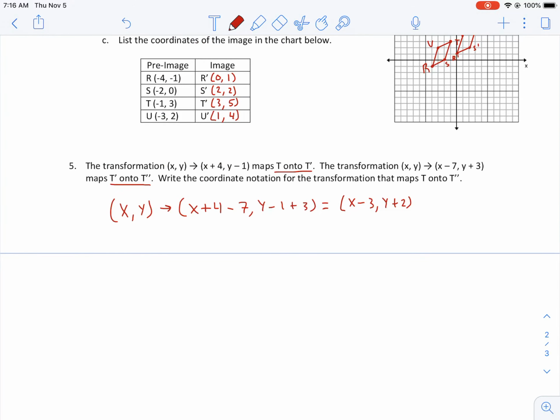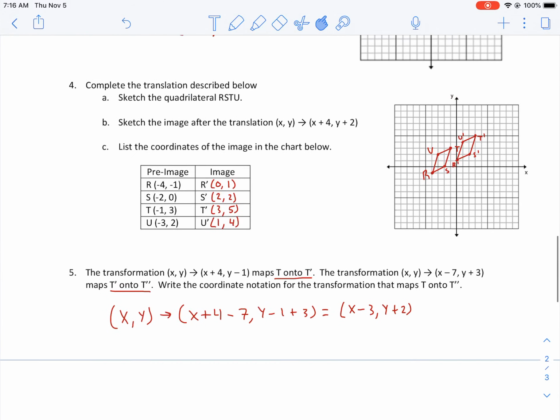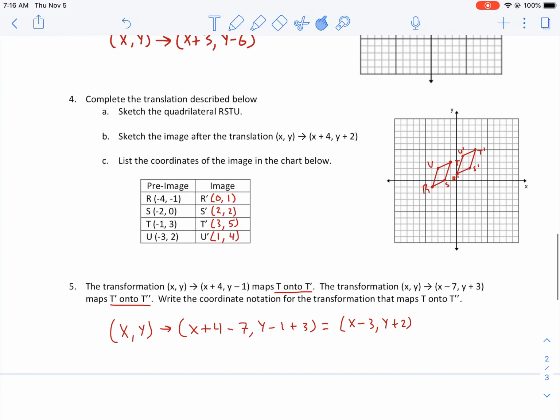So this is translations. There's a lot we can do with this. It's not the most exciting one, though. Reflections and rotations are a bit cooler. This one's just kind of moving it around.